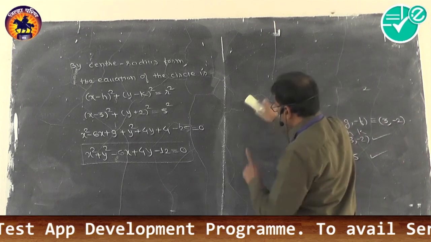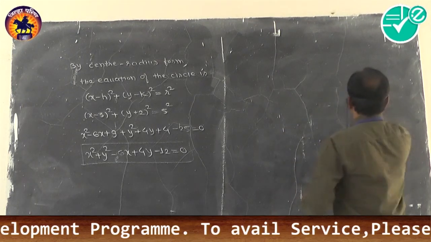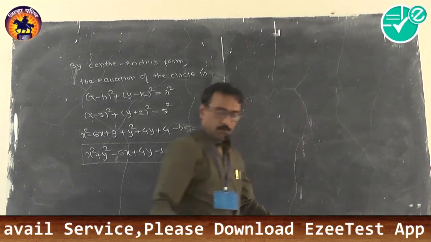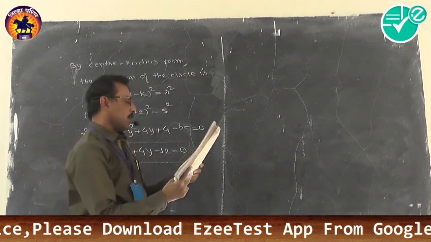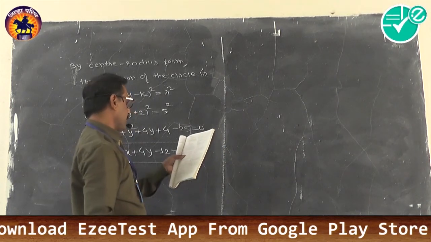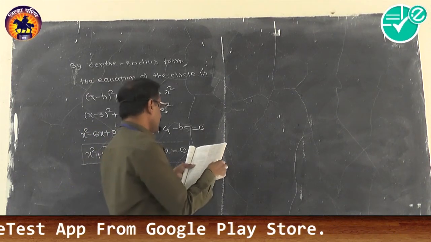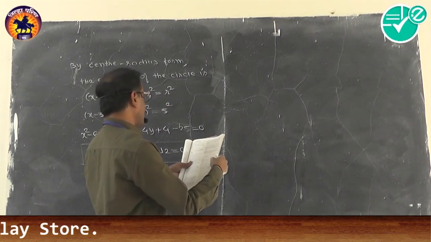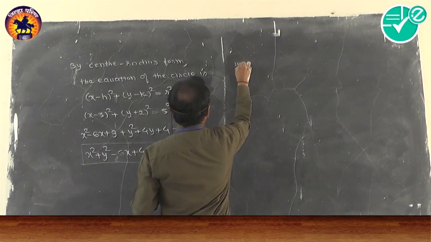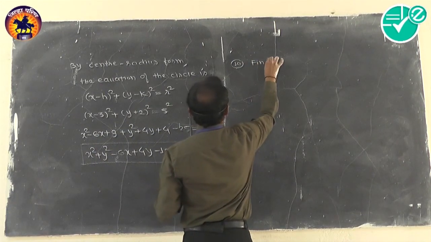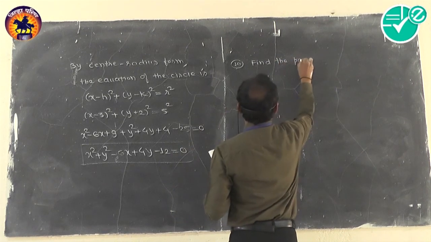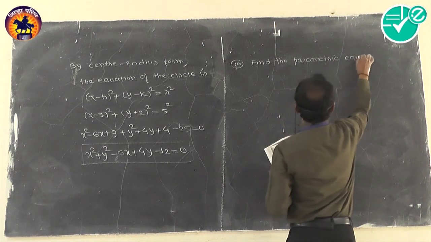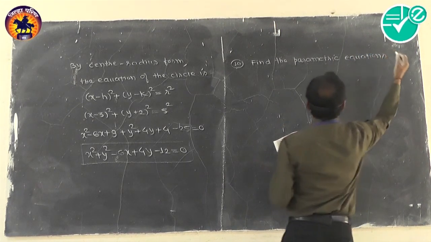Now firstly, I will take one single problem from parametric, and after that, if we have time, we will take a few examples on the other forms, or a few examples on the circle chapter. The question here is for parametric: find the parametric equations of the circle.